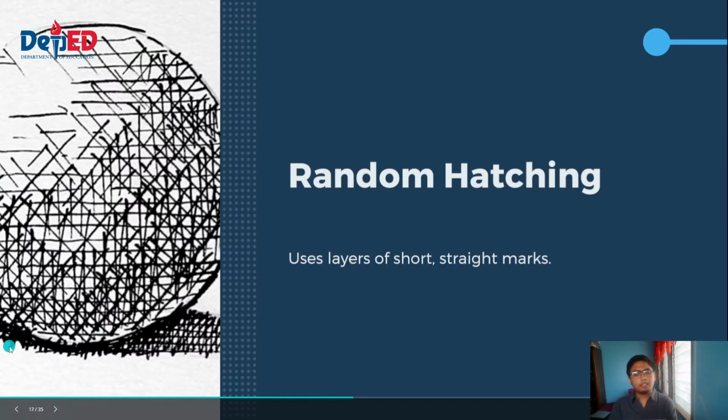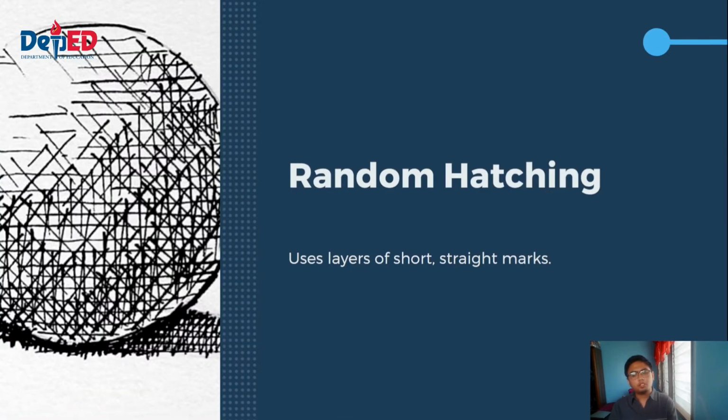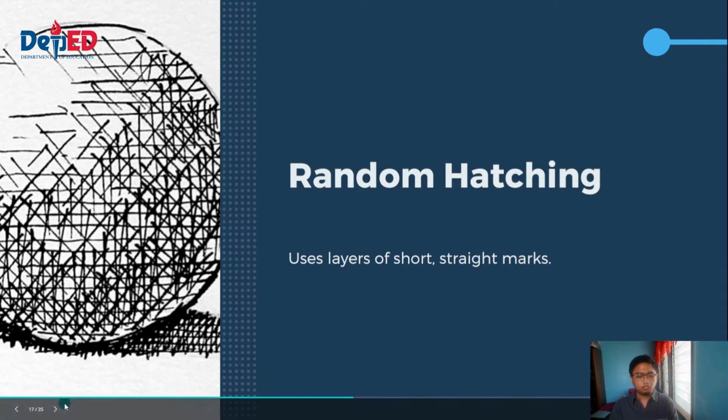And then random hatching. Basically, it uses layers of short straight marks. So it is a combination of either cross hatching or hatching, and even contour hatching. I'll show to you how it is done.